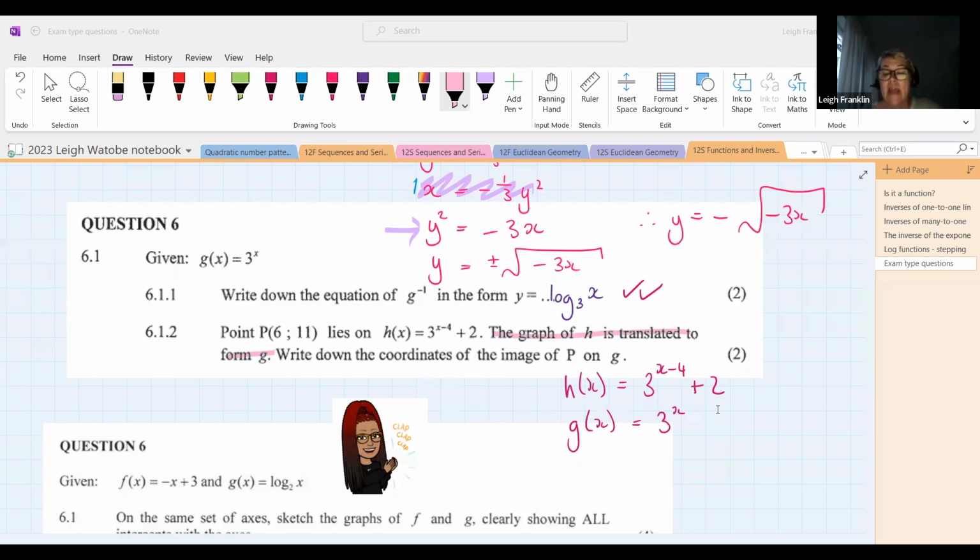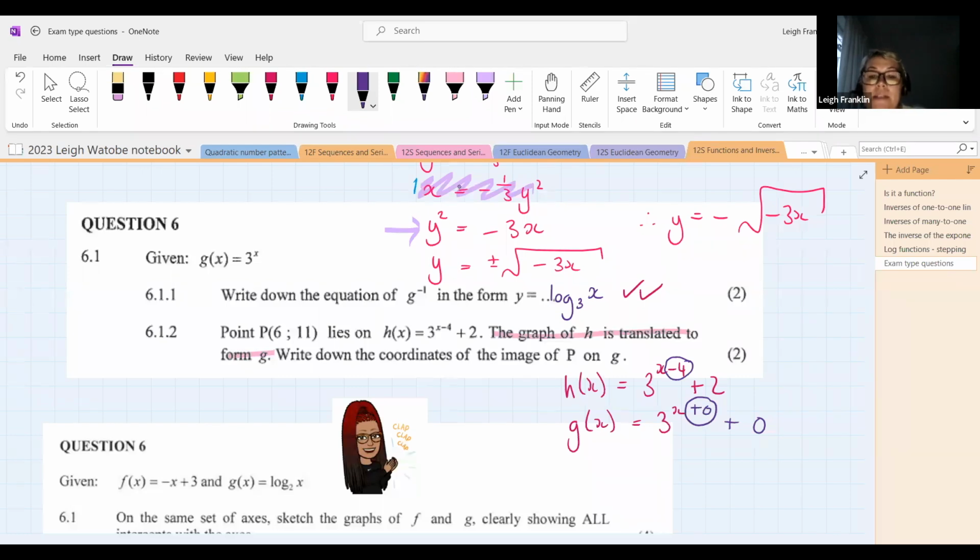So if we started with 3 to the X, and we had 3 to the x minus 4, then I agree with you. I agree with you. We have shifted the graph to the right-hand side. But because we're starting with H and we're finishing with G, we've actually shifted the graph to the left. All right, so if you think about it this way, what you've got here essentially is plus 0, plus 0. So you've gone from minus 4 to 0.